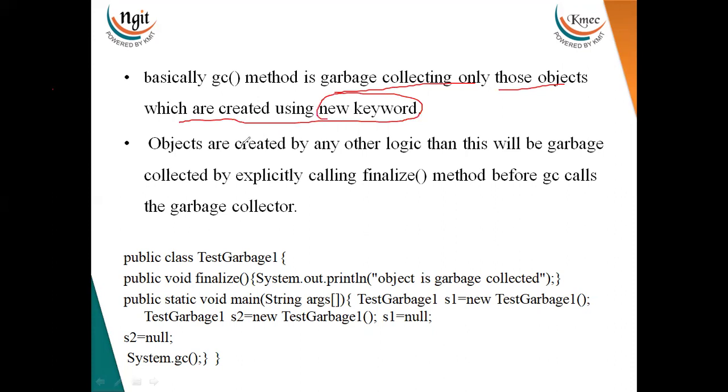This is an important key point you need to remember. And if objects are created by any other logic, then they will be garbage collected by explicitly calling the finalize method only. So that is the difference between the finalize and the GC method. Now you can see the example program here. When we call finalize, indirectly you are calling the garbage collector object only, right? And you can also use System.gc, which is also used for garbage collection only, right? This is a very simple example for the garbage collector. Chalo guys, thank you.